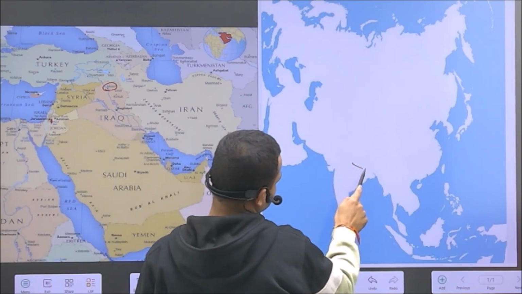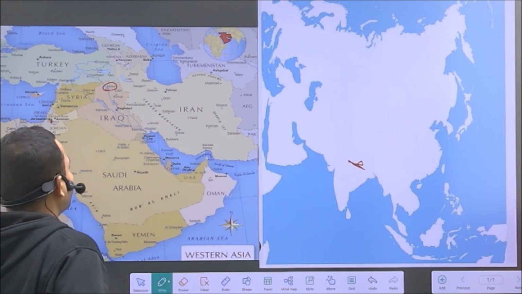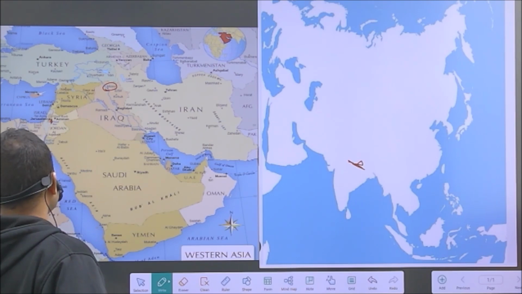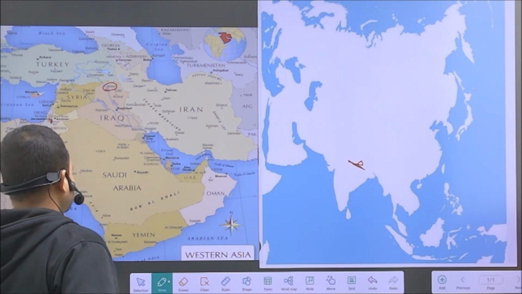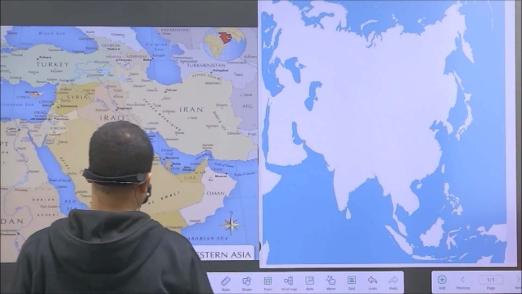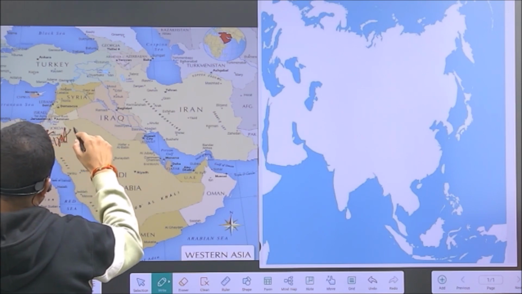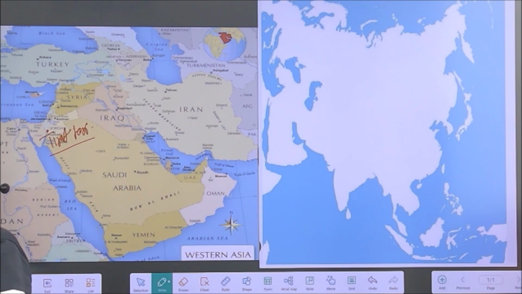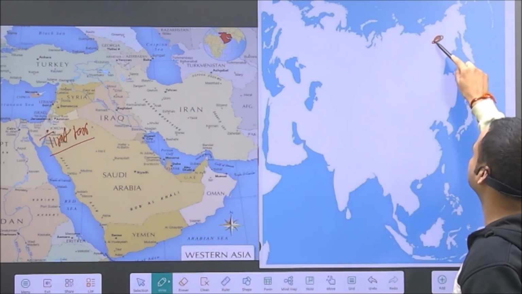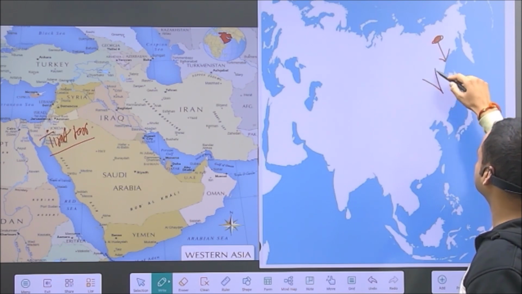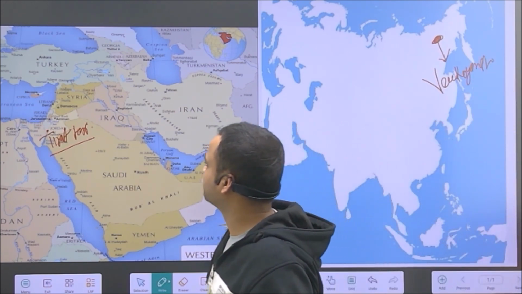If it is the deepest place, here in the Himalayas you can see Mount Everest. Mount Everest is the highest peak of Asia. In Israel you can see Tirat Zvi. It is the hottest place of Asia, and if it is the hottest place, here in the east of Russia, Verkhoyansk is the coldest place of Asia.